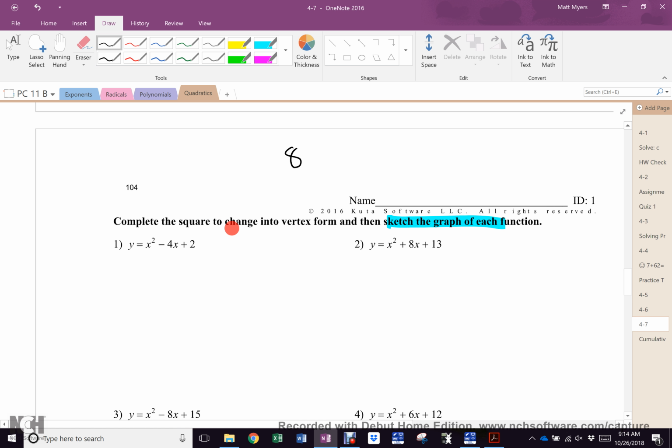Okay? Some of you, usually in the past, my students have not been so hot at completing the square. So as soon as they saw that Vx equals negative b over 2a, they never completed the square again, even though it can be useful. So I'm going to leave it up to you to choose what works for you.